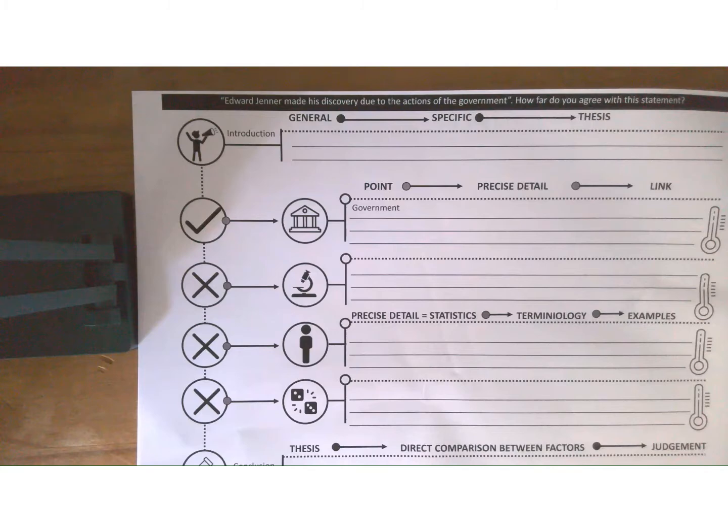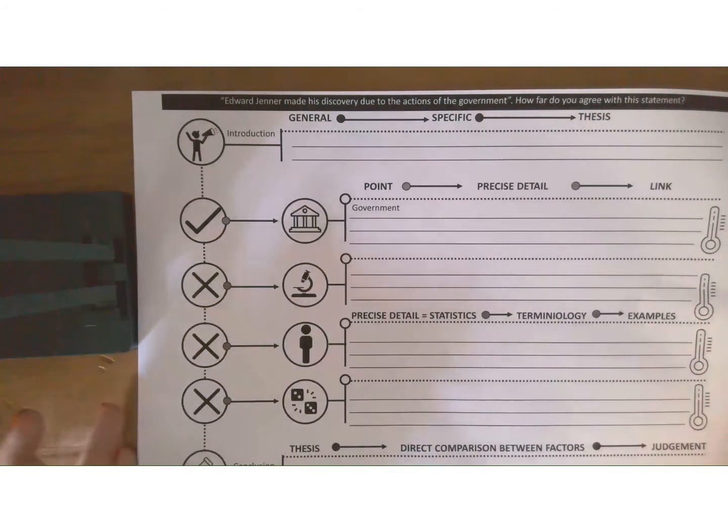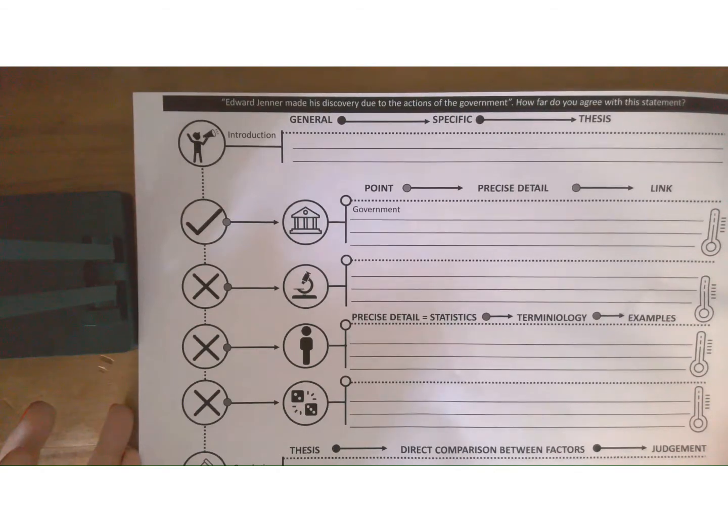The 16-mark question on Germany is slightly different, so there's a separate video for this one. There is also SPAG marks that are available for this question as well. So this is a question that you need to spend plenty of time on, and you also need to have an opinion or an argument. So we're going to look at this one, which says: Edward Jenner made his discovery due to the actions of the government. How far do you agree with this statement?